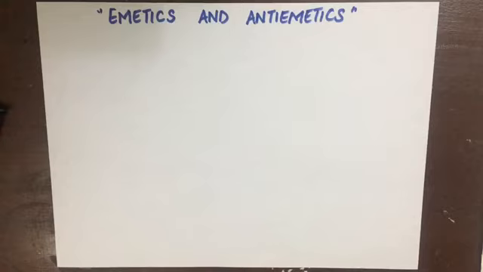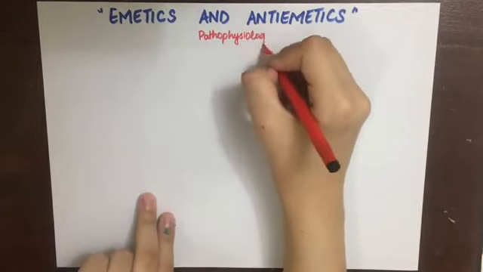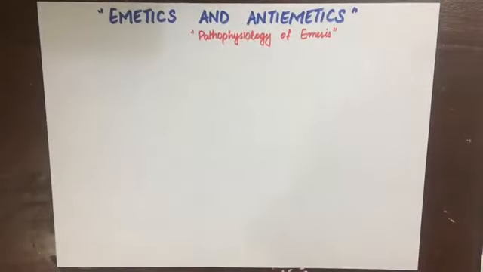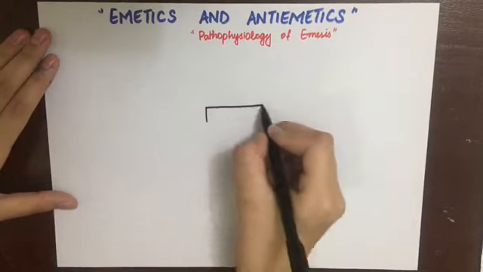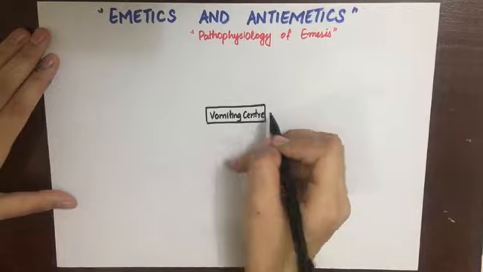Now, to understand the drugs used to produce emesis or to counteract it, we first need to understand the pathophysiology of vomiting. The first thing in the pathophysiology is that there is a vomiting center in the medulla having M1 and H1 receptors. The M1 are the main receptors. Now, this vomiting center can be stimulated by a number of different pathways.